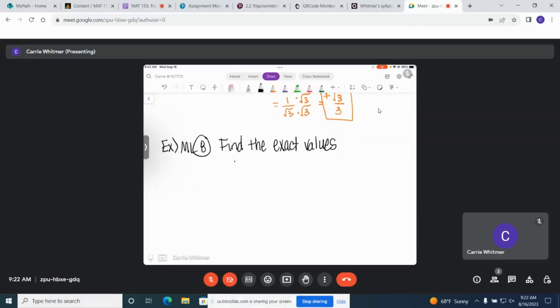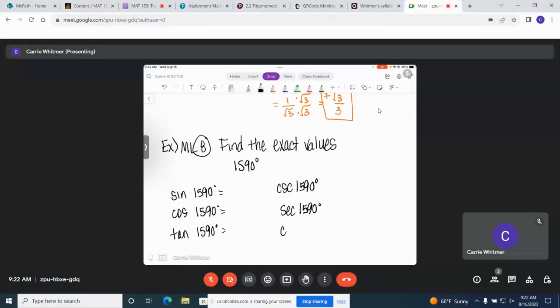Okay, this is giving me 1590 degrees, so 1590 degrees. It wants me to find the sine of that, the cosine, and the tangent. And then it wants me to find the cosecant, the secant, and the cotangent.